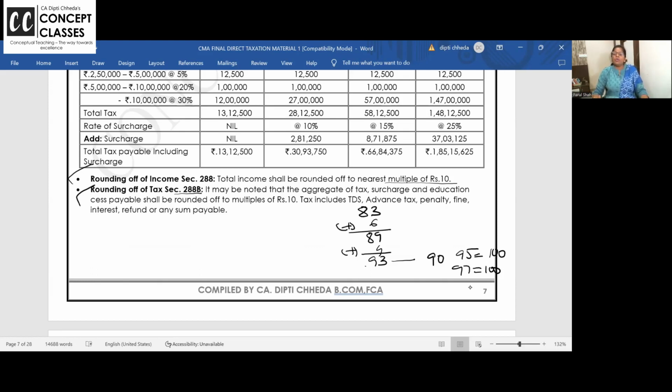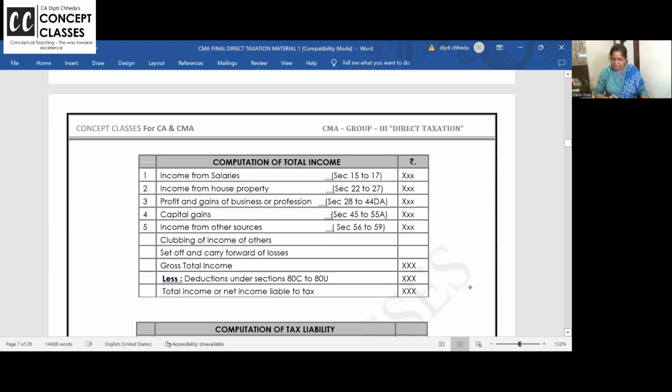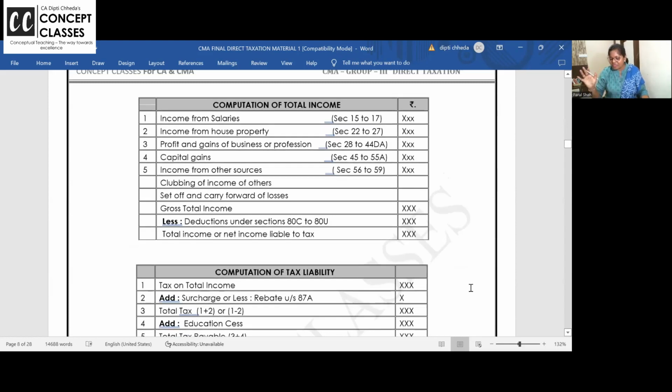Rounding off of the tax is done in multiples of 10. So 1, 2, 3, 4, ignore. 5 onwards, round off to the next multiple of 10. If it is 82, pay 80. If it is 87, pay 90. Like that. Income and tax are always rounded off in multiples of 10. This is just for your idea.